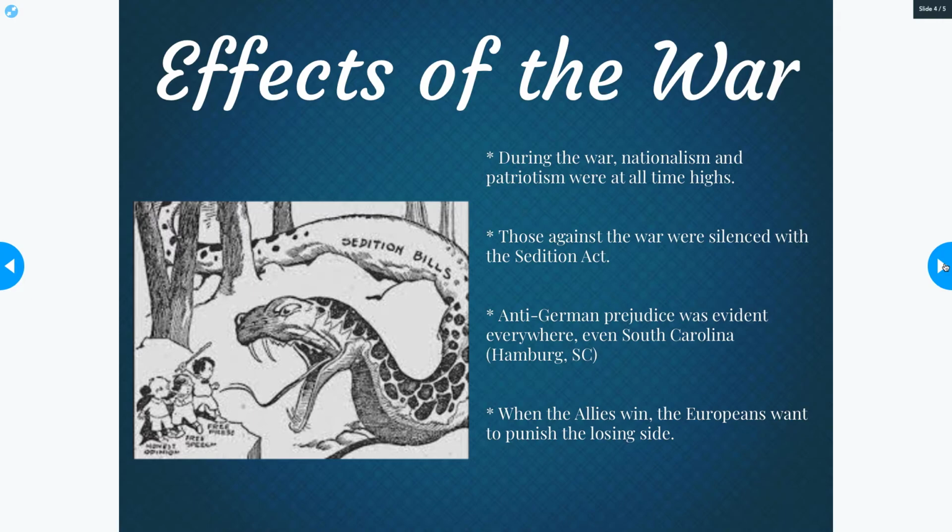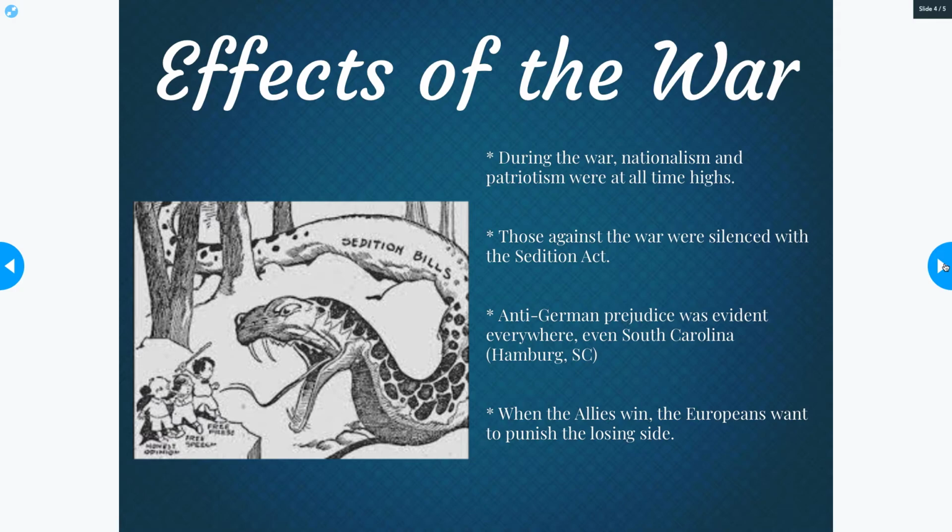In South Carolina, anti-German prejudice was huge because basically Germany was made out to be the bad guy of the entire war. And so if you remember the Hamburg Massacre from a few modules ago, Hamburg is named after a city in Germany. Well, people there did not want to be associated with Germany at all. To tell you how bad anti-German prejudice was, Hamburg, South Carolina renamed their city North Augusta, South Carolina, because they did not want anybody to think that they were German.